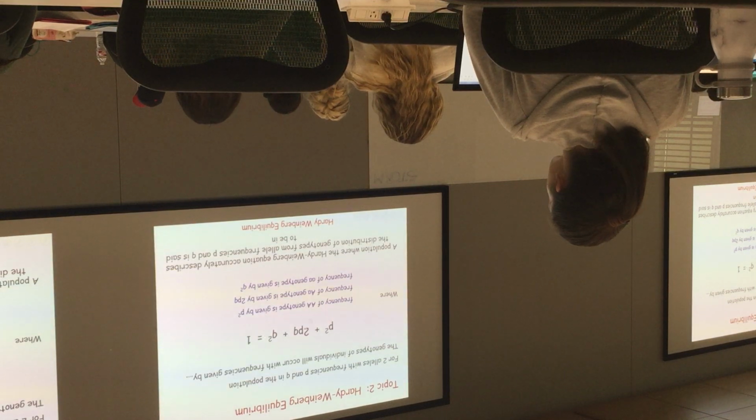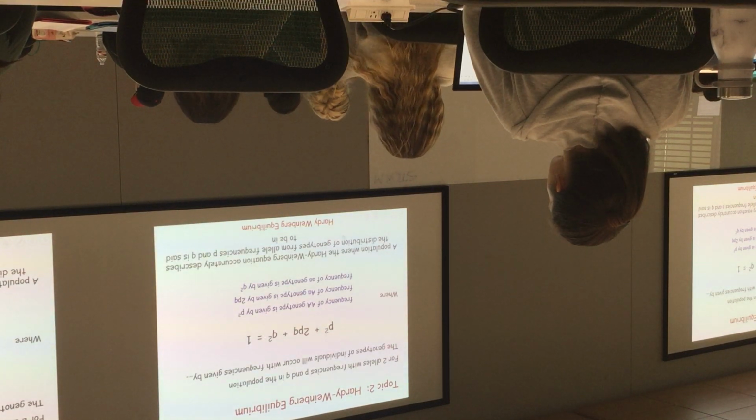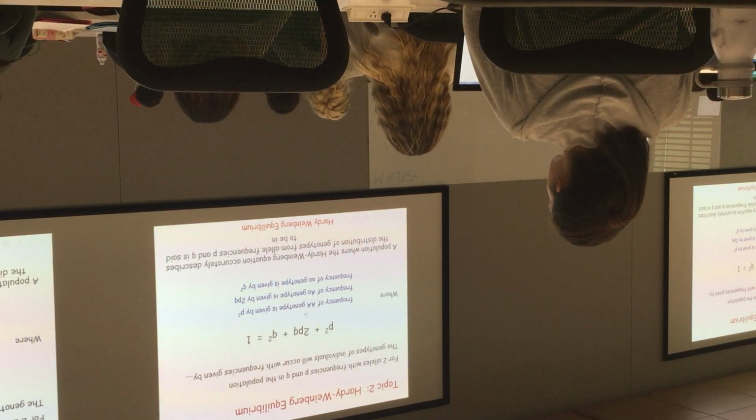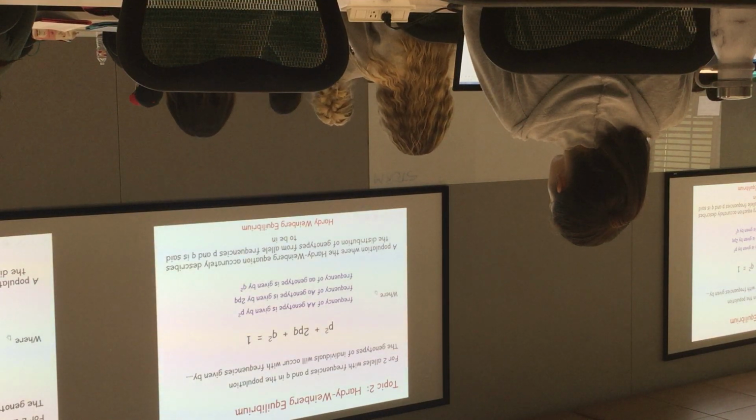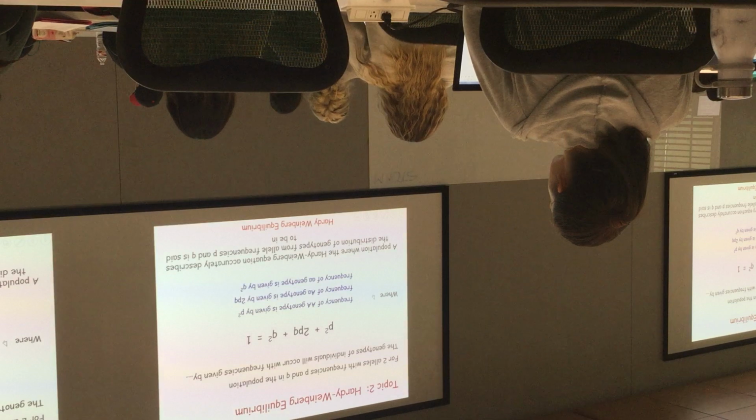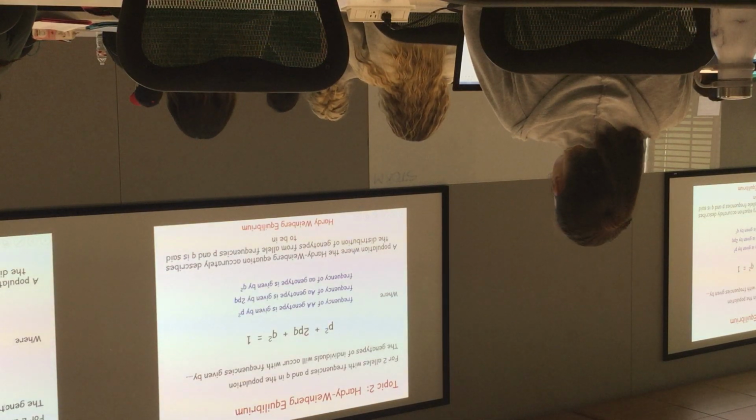Right? So this equation is pretty nice. A population where this equation works, where you can go back and forth between genotype frequencies and allele frequencies, we call that a population that's in Hardy-Weinberg equilibrium. So just maybe a fancy way of saying that.